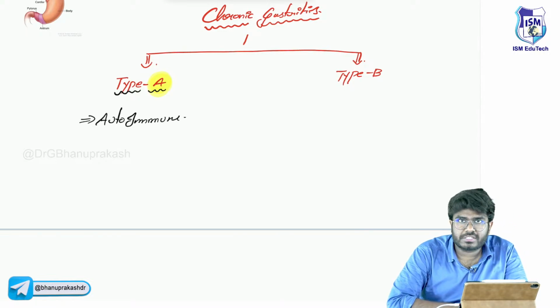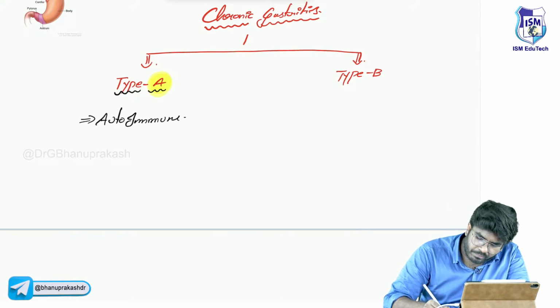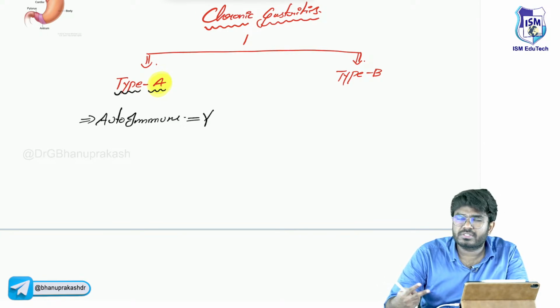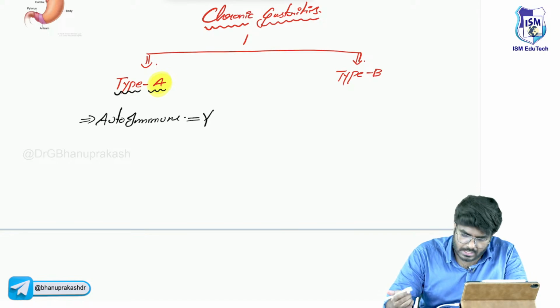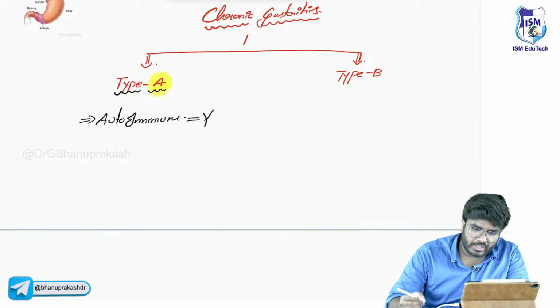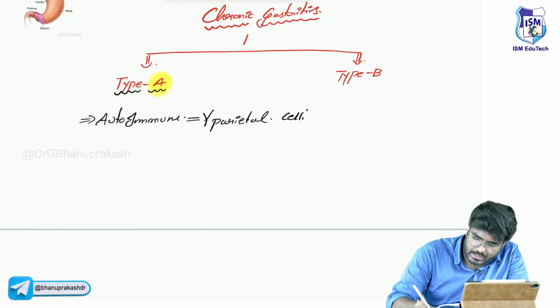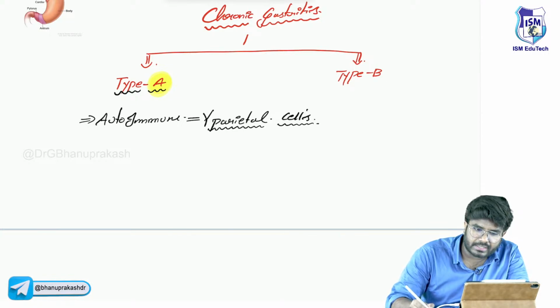So it's autoimmune gastritis. Autoantibodies are going to be produced. These autoantibodies are going to attack which cells? The antibody has to go and attack something, right? So the autoimmune antibodies are going to attack parietal cells. The parietal cells in the gastric mucosa are going to be attacked.